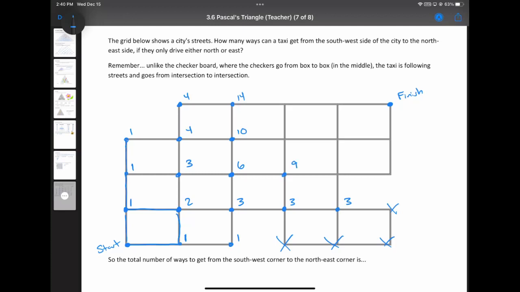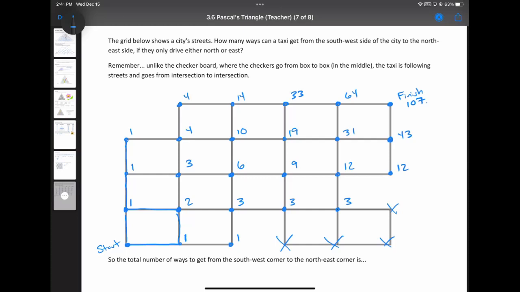6 plus 3 is 9. 9 plus 3 is 12. 10 plus 9 is 19. And what you're going to start seeing is these numbers getting bigger faster. 14 plus 19 is 33. 19 plus 12 is 31. That one's just 12. This one is 31 plus 12 is 43. This one is 33 plus 31 is 64. And then our finish line should be 64 plus 43 is 107.